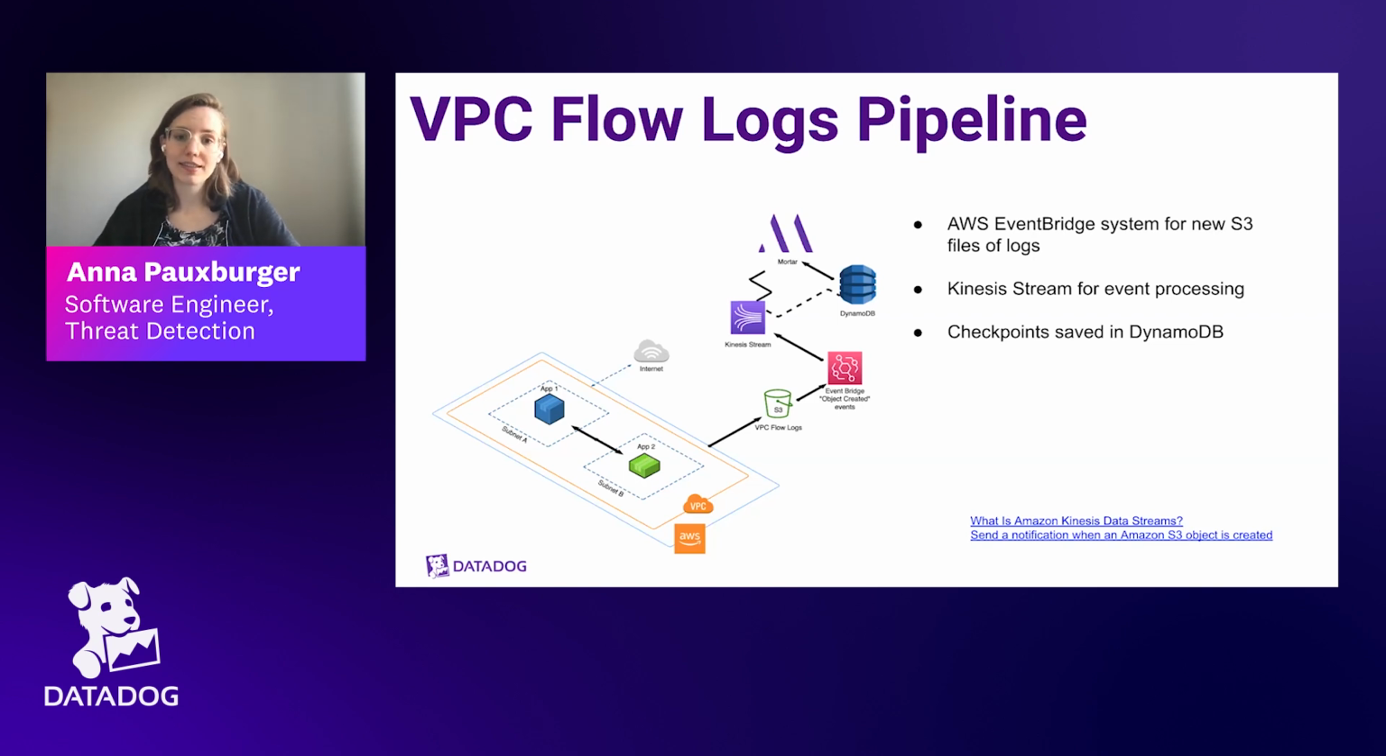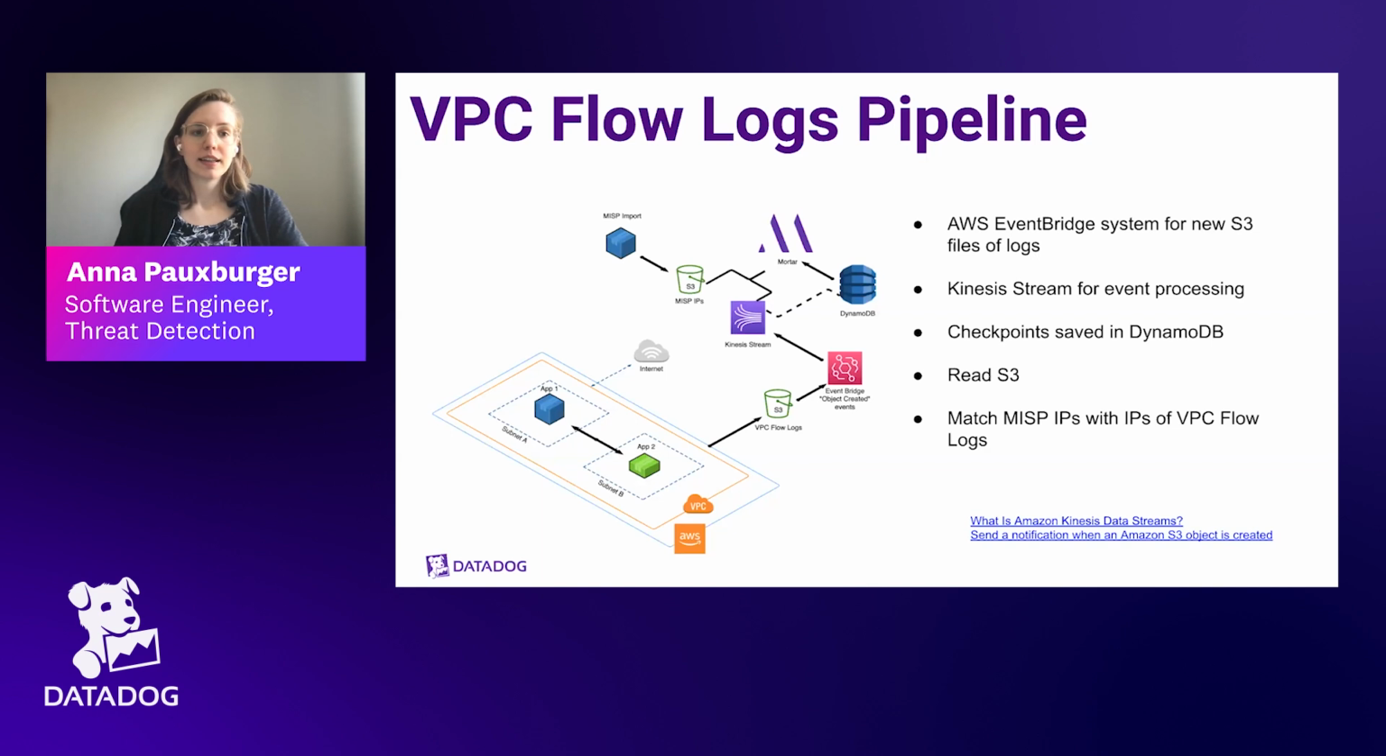Our Mortar job reads from the Kinesis stream. It also uses checkpoints to pick up reading from where we left off, so that allows us to only read the events we have not processed yet. We store these checkpoints in DynamoDB, which is a lightweight database. The processing job then also reads the MISP IPs that I introduced before from an S3 bucket, and matches them against the IPs from the VPC Flow Logs. Finally, if there are any matches, the job sends the log that matched with the malicious IP address to our alerting system to then be inspected by a security engineer.